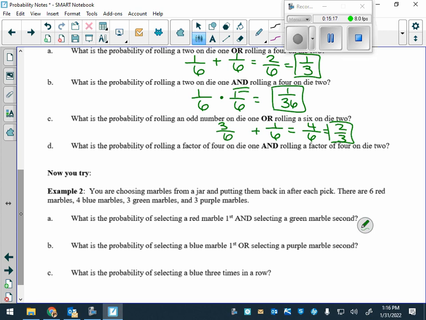Multiplying. What is the probability of rolling a factor of 4? Yep, 3 out of 6, good. So we have 3 out of 6 twice. What do we end up getting here? Yep, 1/4, good. If you guys haven't done so already, try example 2.